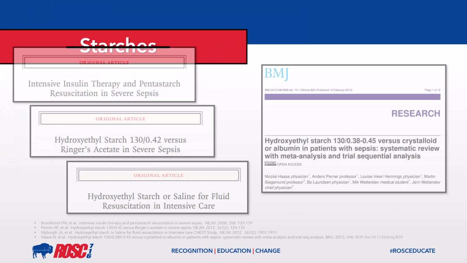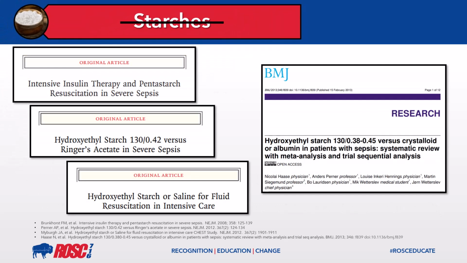Moving forward to starches or synthetic colloids, we'll make this discussion short and simple as well. Don't use them. There's a plethora of literature demonstrating increased rates of AKI, increased need for renal replacement therapy, a trend towards increased bleeding, an increase in need for blood transfusion, and in one major study there was actually an increase in mortality. Long story short, starches are not to be used.